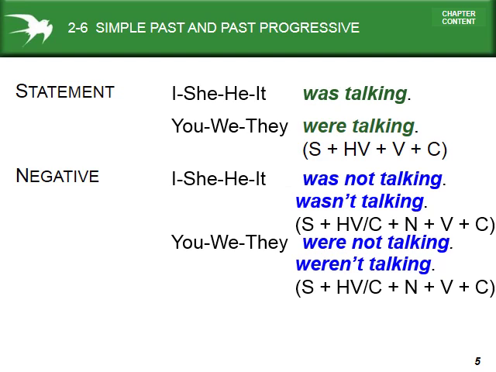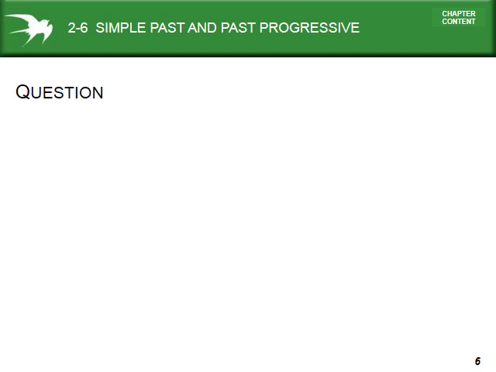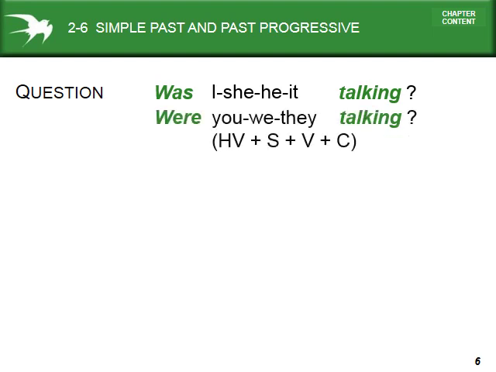Or I could also say the subject plus the helping verb with a contraction plus a verb plus a complement. So you weren't talking. Okay, both of them are correct. And then in terms of question formation, we take the helping verb. The helping verb is always going to be at the beginning of the question, unless there is a question word. And then we have the subject plus the verb. So the helping verb is was, the subject I, and the verb is talking. In this case, we don't have a complement.